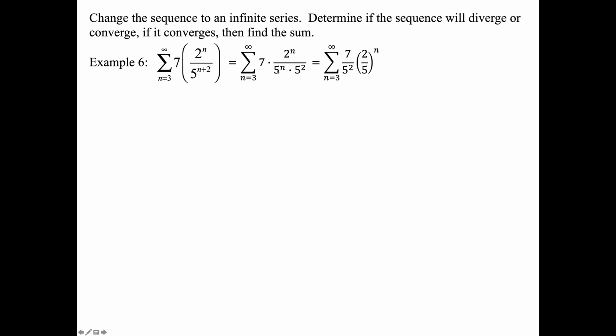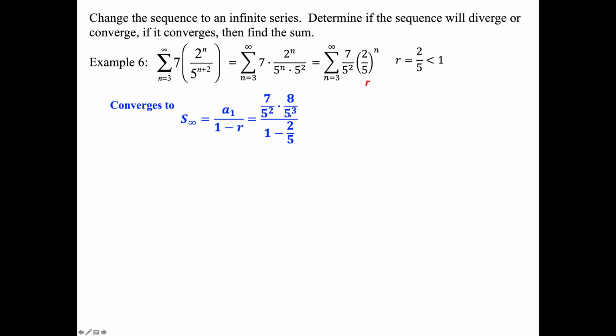Now your 2 to the n over 5 to the n is now 2 fifths to the nth power. That's geometric. Your r is 2/5. That's less than 1. It converges. Again, notice what n starts with. We have to come up with our first term. It's ugly. 7 over 5 squared times 2 to the third power is 8, 5 to the third power in the bottom.